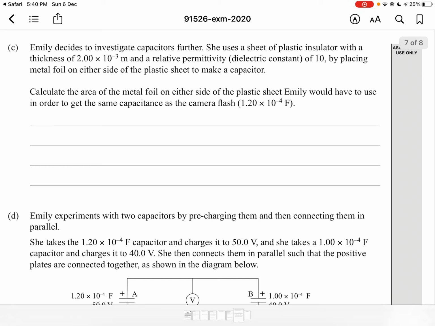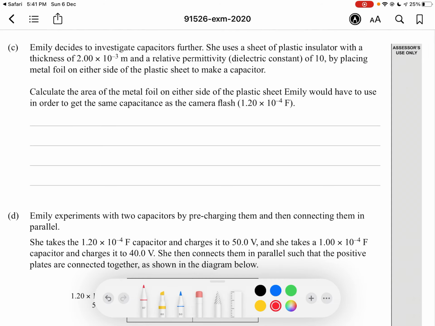Emily decides to investigate the capacitors further. She uses a sheet of plastic insulator with a thickness of 2.00 times 10 to the power negative 3 meters and a relative permittivity of 10 by placing the metal foil on each side of the plastic sheet to make a capacitor. Calculate the area of the metal foil on each side of the plastic sheet Emily will have to use in order to get the same capacitance as the camera flash.